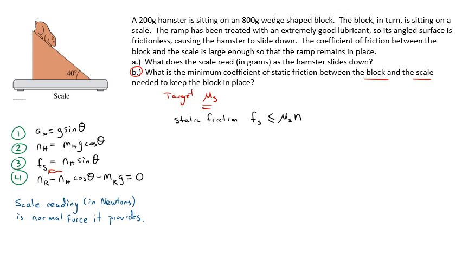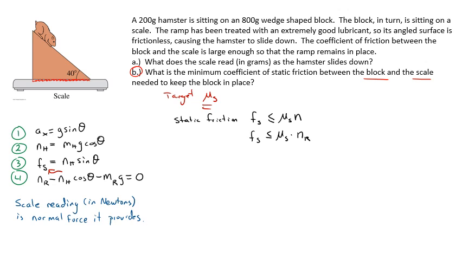So in this case, we're going to have the static friction is less than or equal to mu s times the normal force, and we called it nr, right? It's the force on the ramp. So we're thinking about the coefficient of friction on this surface. So we need the normal force that's being applied from the scale to the ramp. That's nr there. Okay.